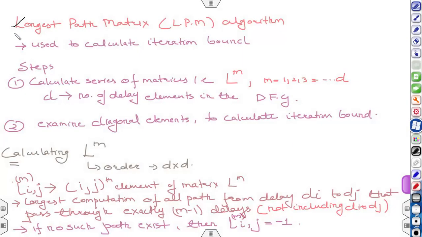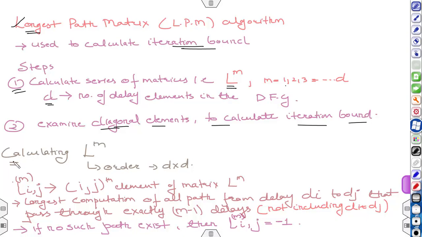So in this video, I am going to discuss the longest path matrix algorithm that is used to calculate the iteration bound for any recursive DSP system. The steps involved are: step number one, you have to calculate a series of matrices Lm where m is equal to 1, 2, 3 up to D, and D is the total number of delay elements present in the DFG. After creating the matrices Lm, you have to examine their diagonal elements, and by using the elements present in the diagonal of Lm, you calculate the iteration bound, which we will see.